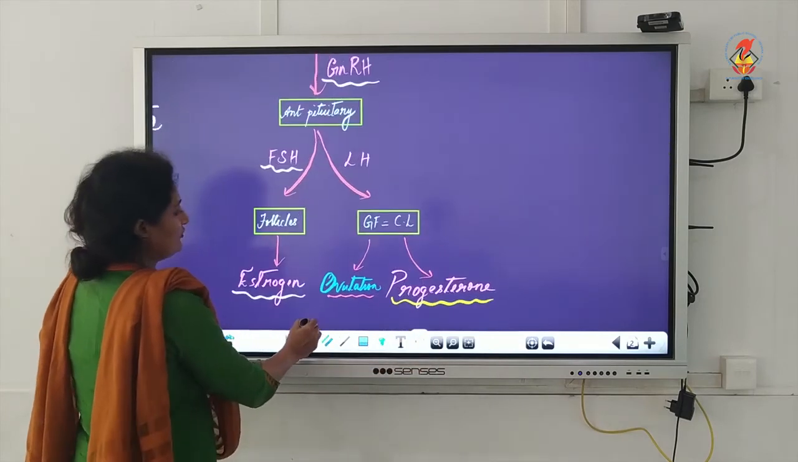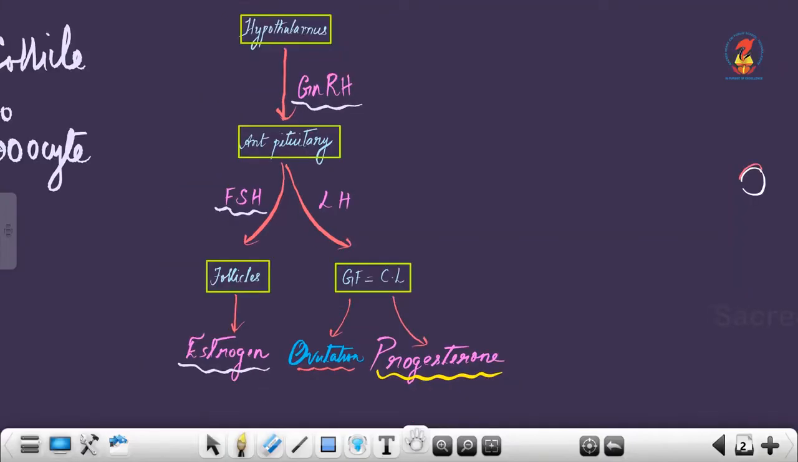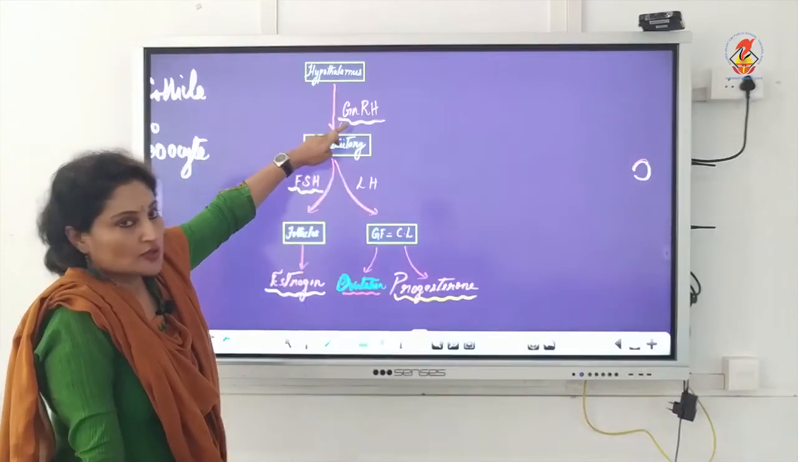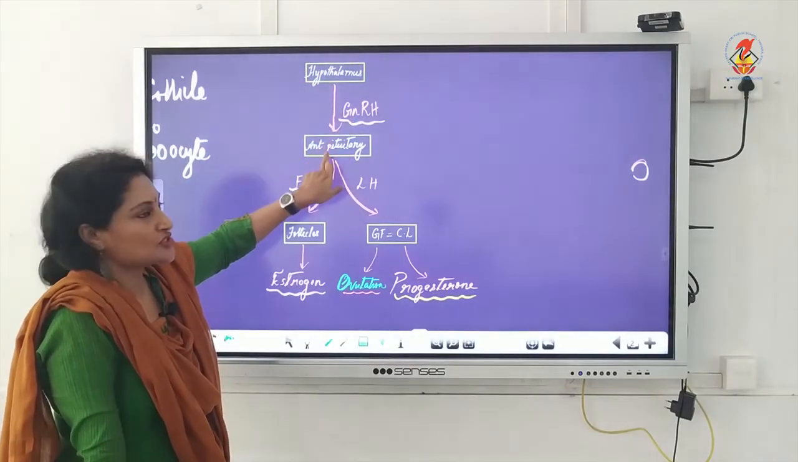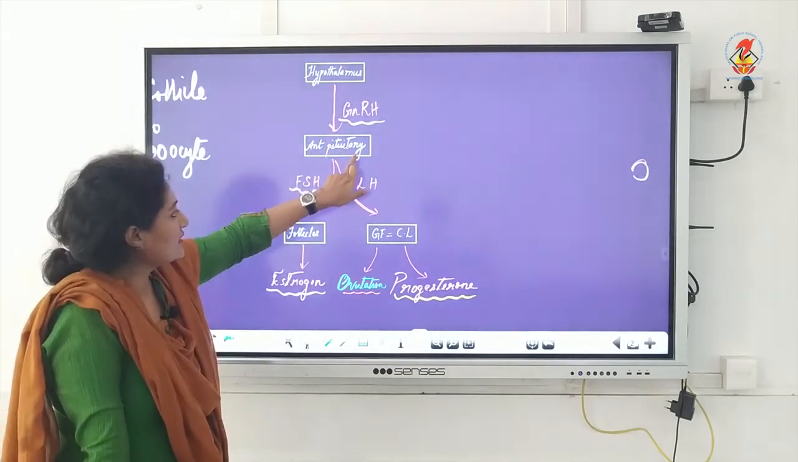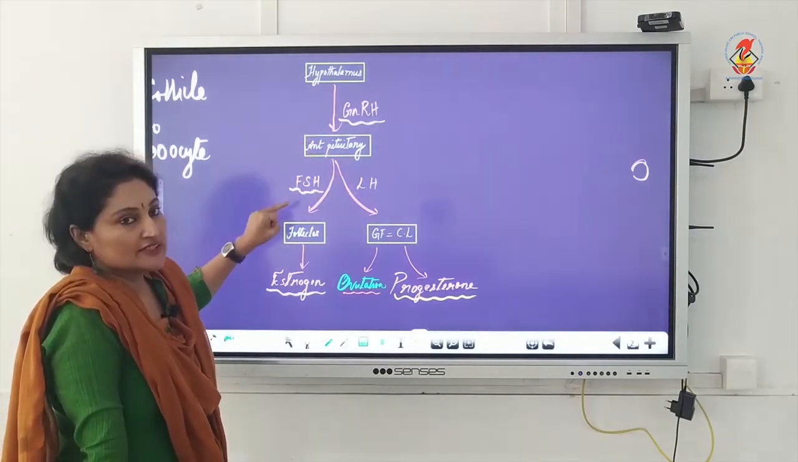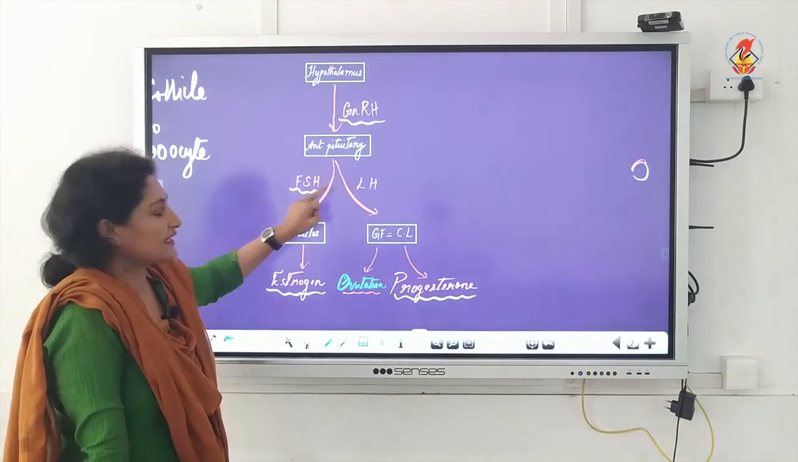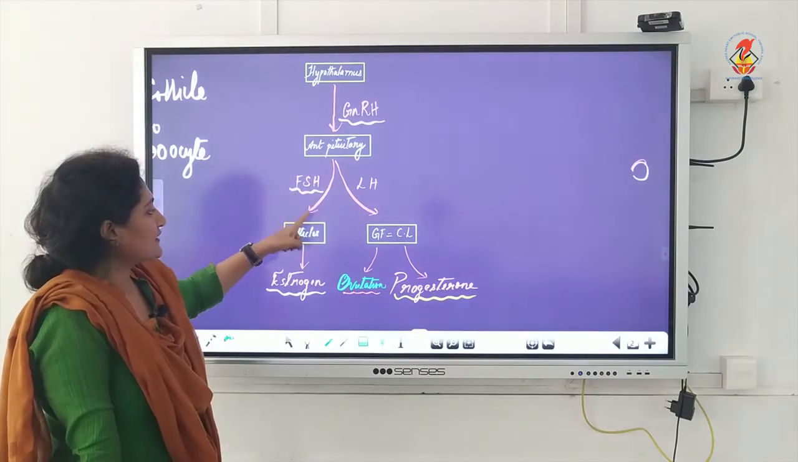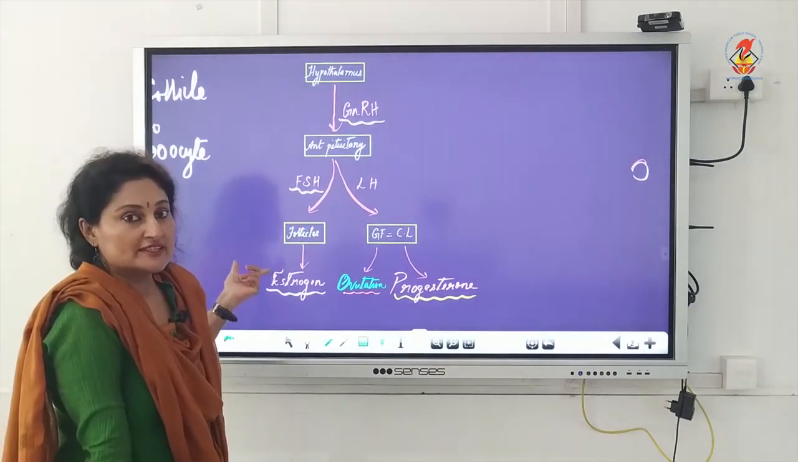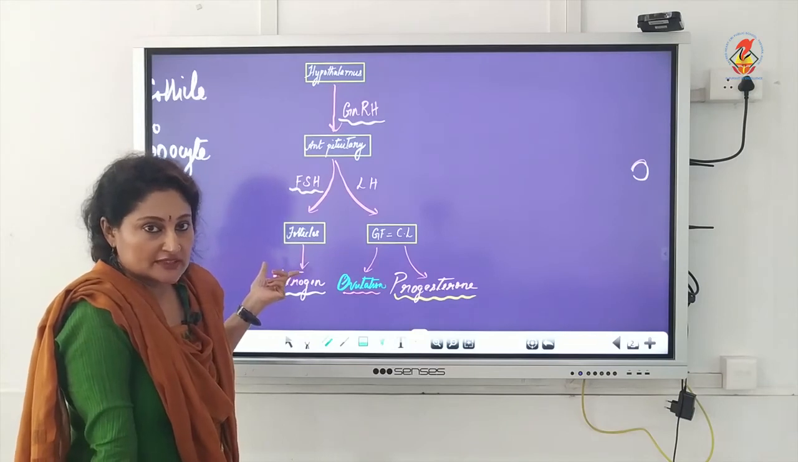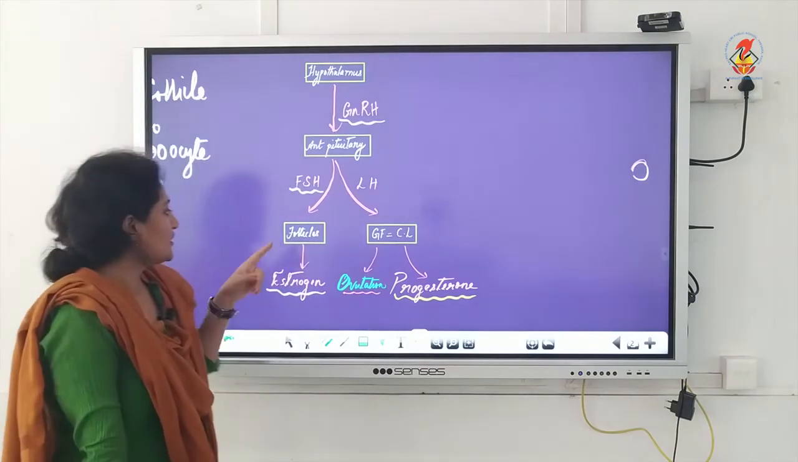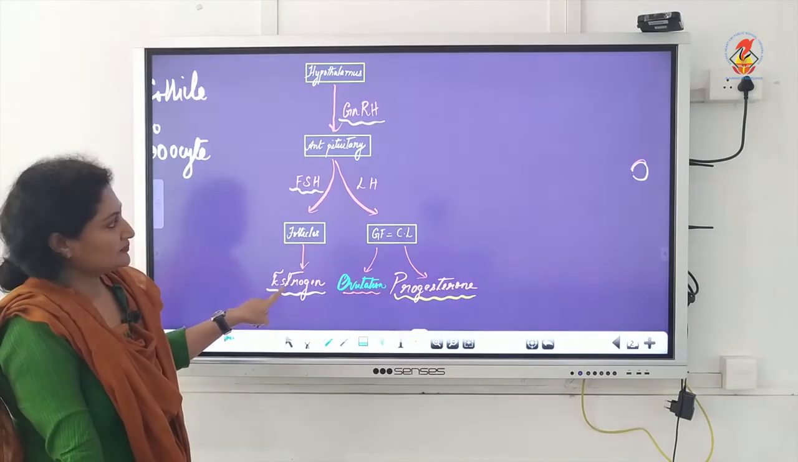So focus on the flow chart. The hypothalamus produces the gonadotropin releasing hormone, which stimulates the anterior pituitary, and the anterior pituitary releases two hormones, FSH and LH. How does the FSH act? The FSH acts on the follicle cells. Where are the follicle cells located? Surrounding the oocyte, to release the hormone estrogen.